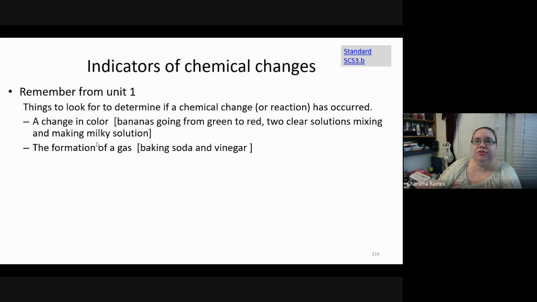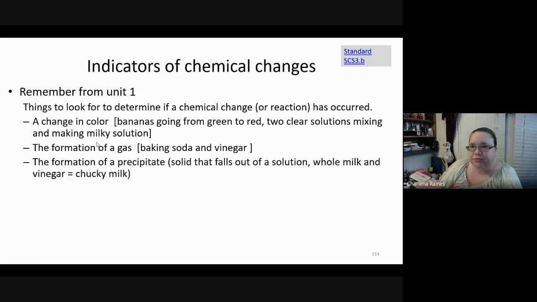A second indicator is the formation of a gas. If we mix two things together and we see bubbles forming, that is a good indicator that it's a chemical change. Another is the formation of a precipitate. My example for changing color also happens to be a precipitate. It's when a solid falls out of a solution. Frequently in a lab, formation of a precipitate just makes the solution look cloudy until you actually filter it and separate the solid particles from the liquid.